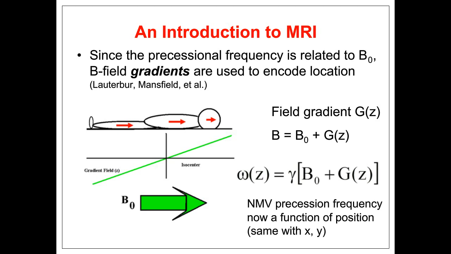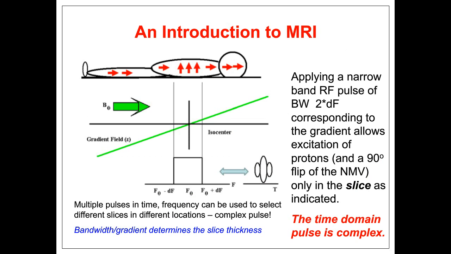And of course, if it's capable of doing it in one dimension, it's capable of doing it in all 3 dimensions. So now those net magnetization vectors are precessing at a slightly different frequency as a function of position. They're a little lower than the original Larmor to the left of isocenter and a little higher to the right. So with a combination of that gradient field and then a band-limited RF pulse, those two in combination can cause the net magnetization vectors to flip in only a specific region. And that specific region is called the slice.